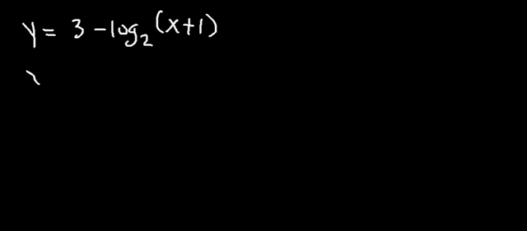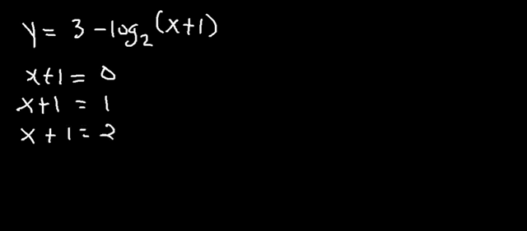Let's try one more example in which we'll actually get another point or two. So let's say y is equal to 3 minus log base 2 of x plus 1. So let's set x plus 1 equal to 0 for the vertical asymptote, equal to 1, 2 to the 0 is 1, equal to 2, 2 to the 1 is 2, equal to 4, 2 squared is 4, equal to 8, 2 to the third is 8, and if we want 16, 32, 64, you get the pattern. You just keep going.